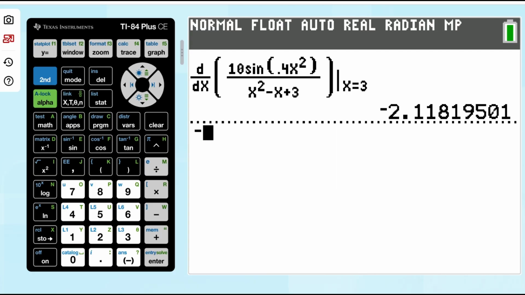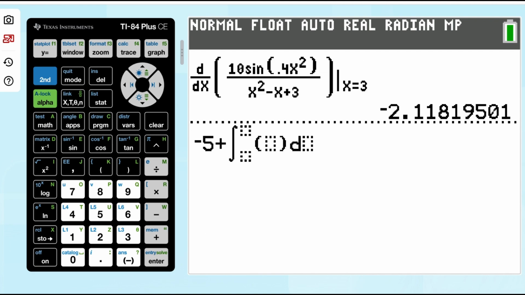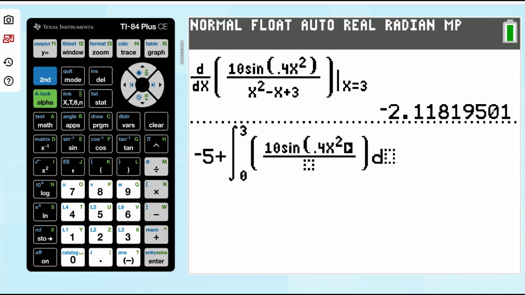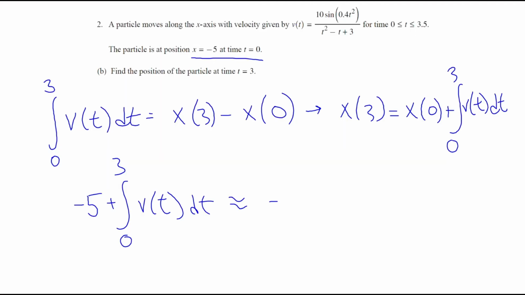And we'll punch all of that into our calculator. So we've got -5 plus, and then it's math, and it's option number 9 down here. And we're going to integrate from 0 to 3, just like we said. And we type in our function again, 10 sine of 0.4x squared divided by x squared minus x plus 3. Don't forget your dx out at the end there. And you should end up getting -1.760 as our final answer for part B.